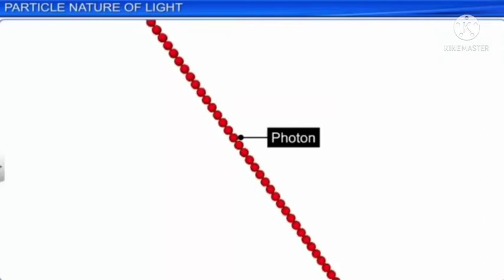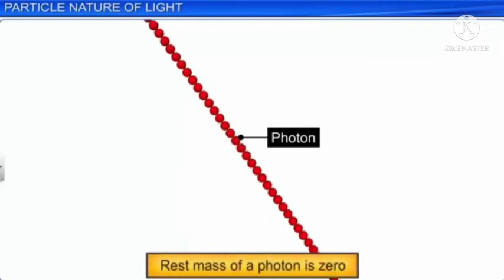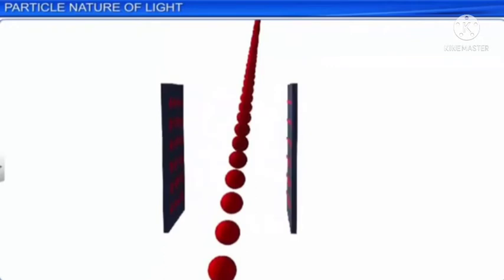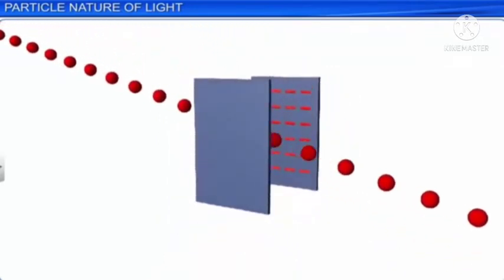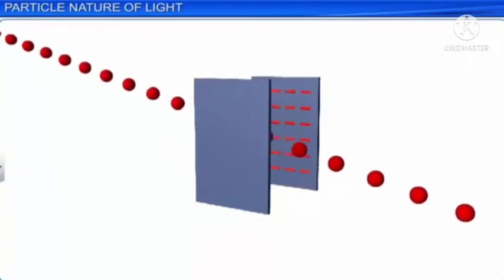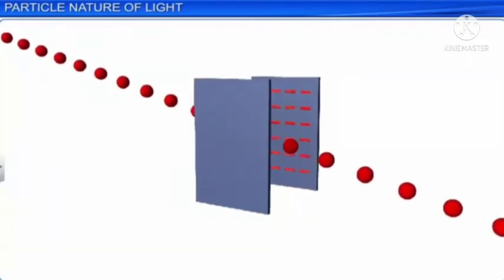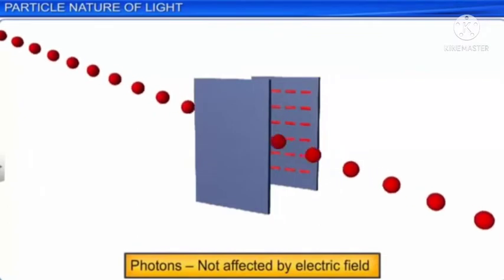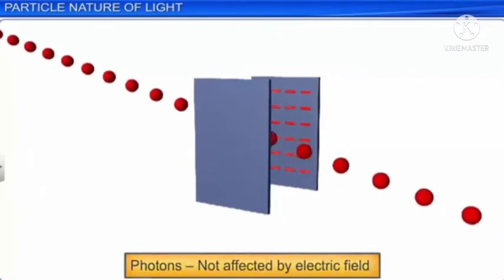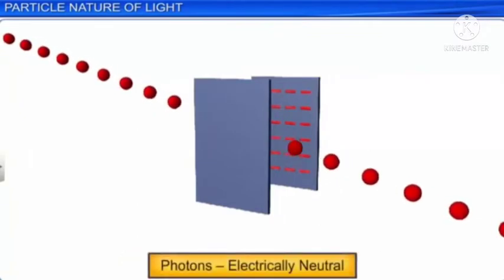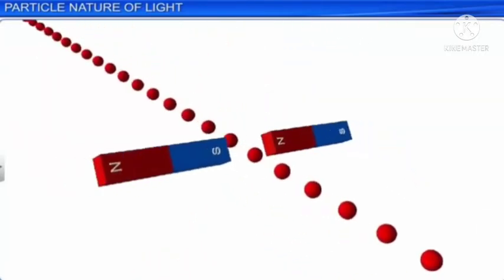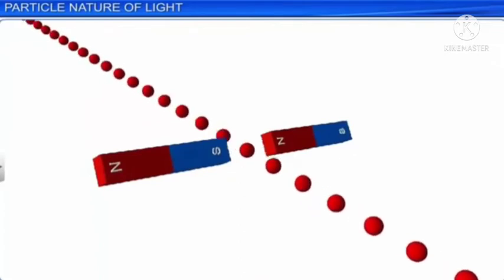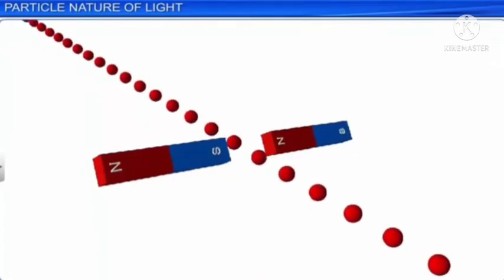The rest mass of a photon is zero. Photons pass undeviatedly through an electric field, which can be created by the charged plates of a capacitor. Hence, we can say that photons are not affected by electric fields, which means they are electrically neutral. The photons also travel undeviatedly in the region between the two magnets, and so they are not affected by magnetic fields as well.